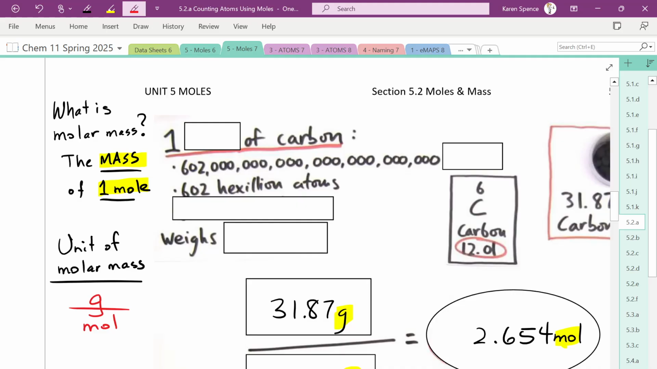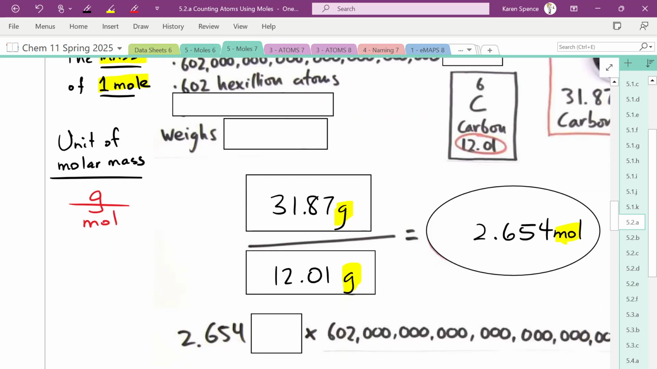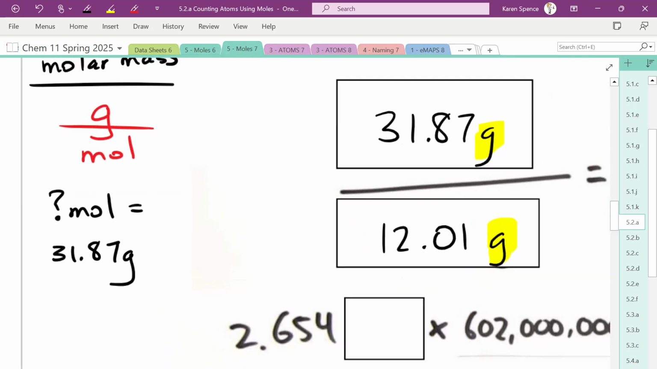And rather than writing it as grams per mole like that, we're not going to do that because then it does not look like a conversion factor, and we would like it to look like a conversion factor. Okay, now do I have enough room to do this? Maybe, maybe not. We'll find out. So if we say to ourselves, how many moles do we have if we're starting with 31.87 grams of carbon?